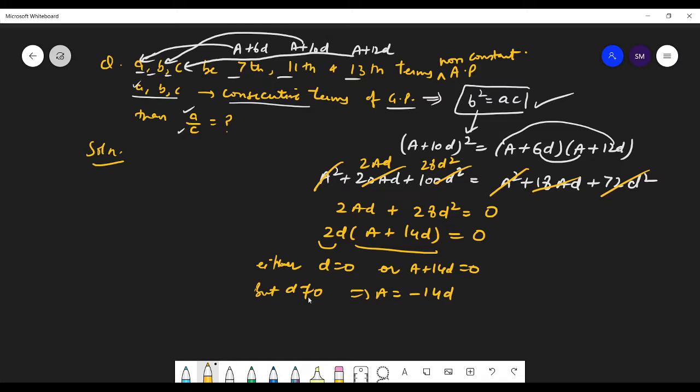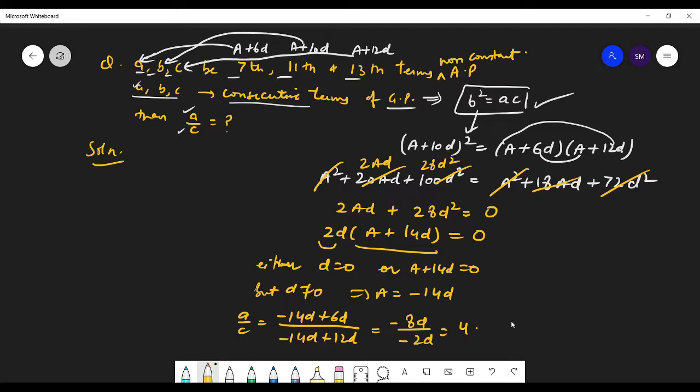Now put this value of A, you need to find A by C. So A by C is equals to, what is A? A is equals to A plus 6D, so minus 14D plus 6D, divided by, what is your C? A plus 12D, so minus 14D plus 12D. Okay, students, so what do you get? Minus 8D upon minus 2D. So that's 4. Everybody got the answer?